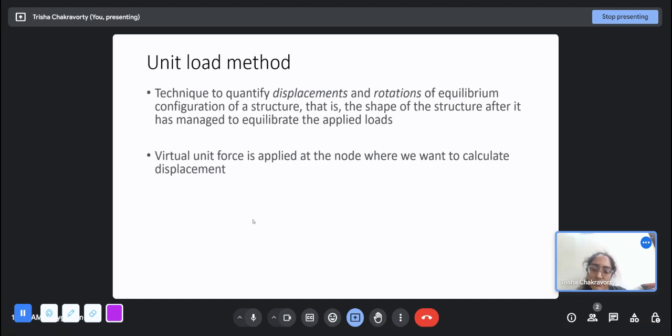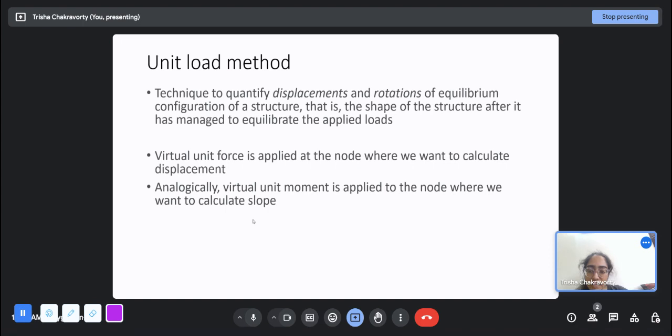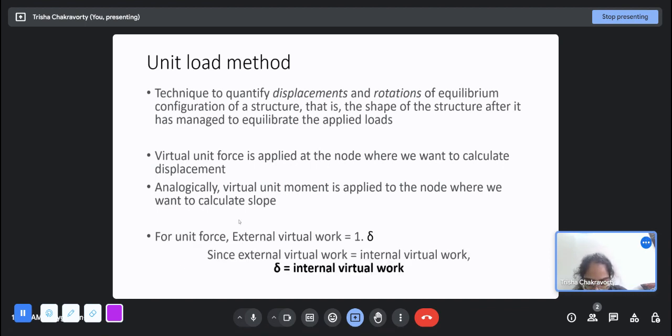A virtual unit force is applied at the node where we want to calculate displacement. Analogically, a virtual unit moment is applied at the node where we want to calculate slope. Basically we say displacement or deflection, but we mean translational displacement as well as rotational movement, slope. For unit force, external virtual work is 1 into delta. Since external virtual work is equal to internal virtual work, delta is equal to the internal virtual work, and delta is what we want to find out.